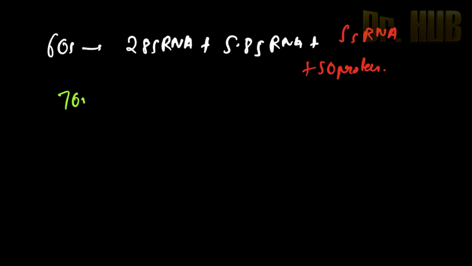Next, looking at 70S. The 70S components include 2, that is 30S plus 50S.